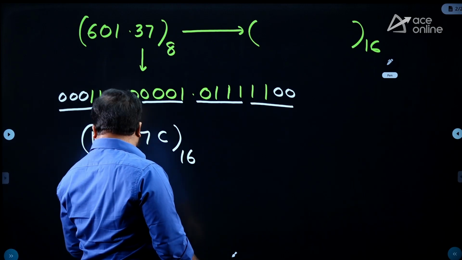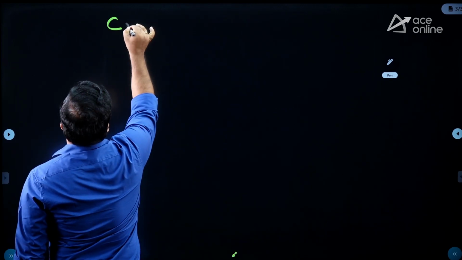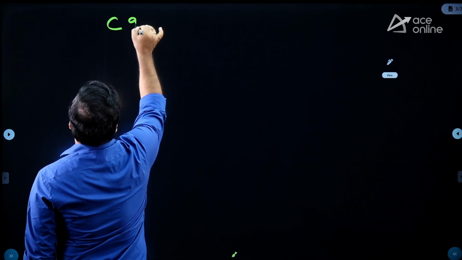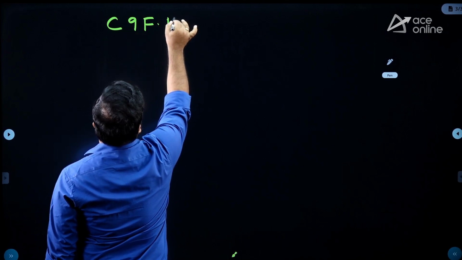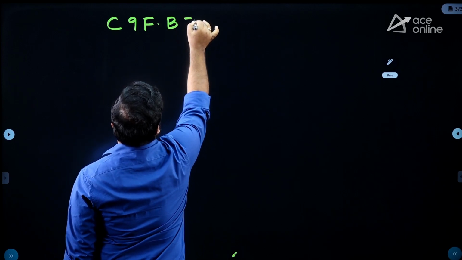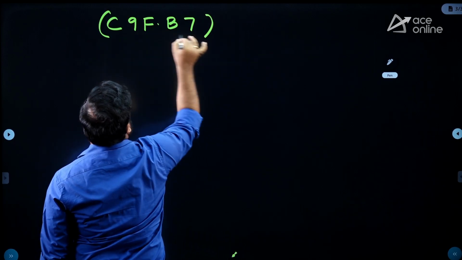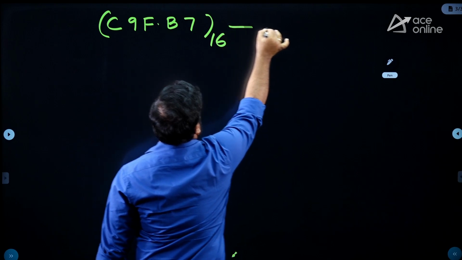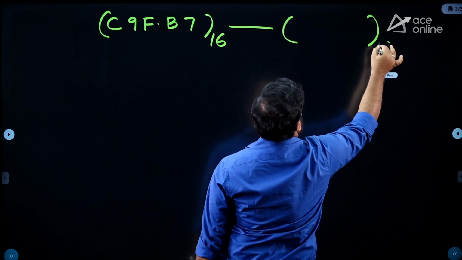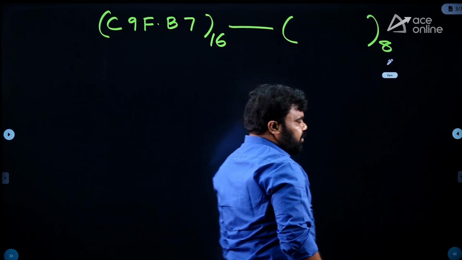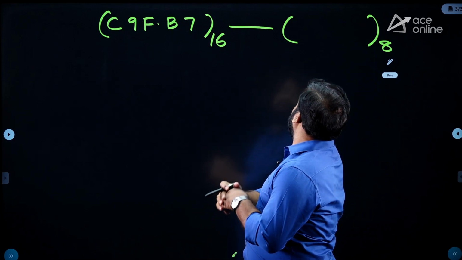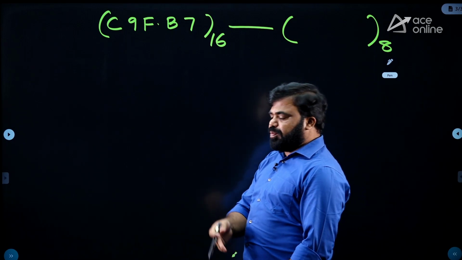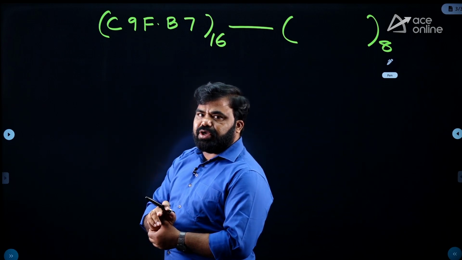And one more example, let me consider. If this is C9FB7, a hexadecimal number, now you want to get the octal equivalent of this. Given the number is in hexadecimal, we want to get the octal equivalent. Once again we can apply b power n to b and again b to b power n.